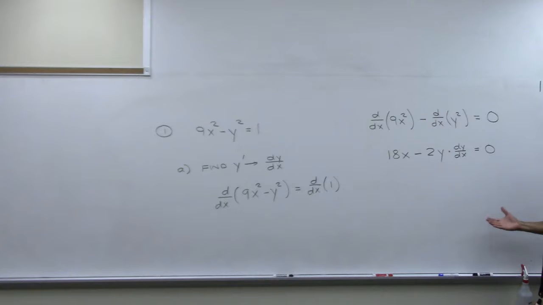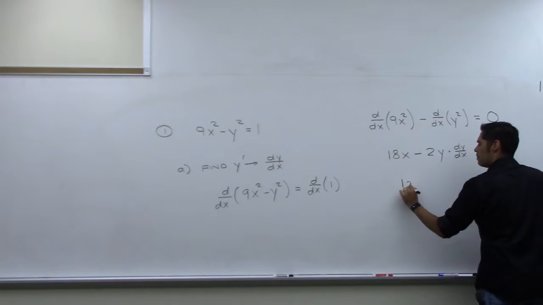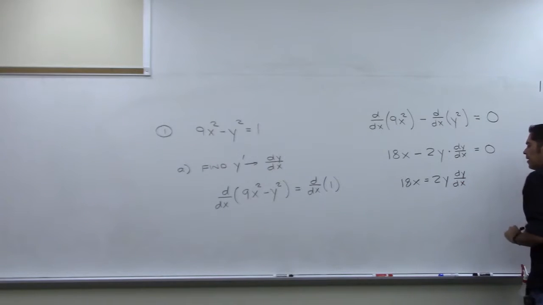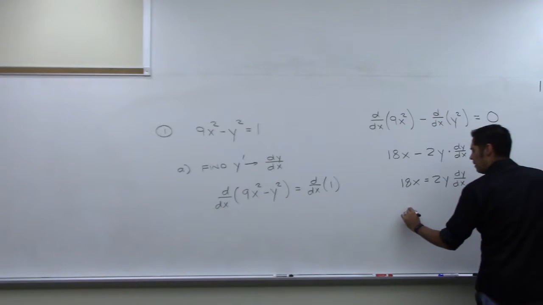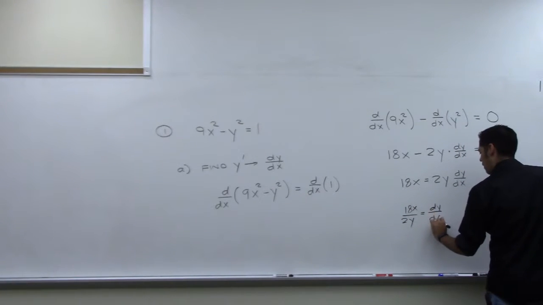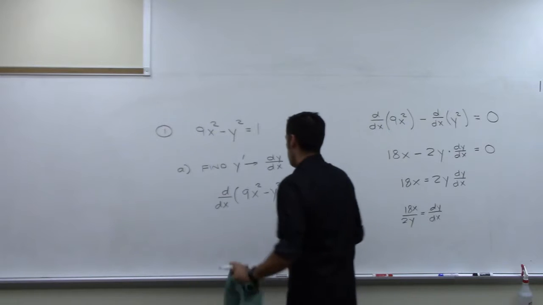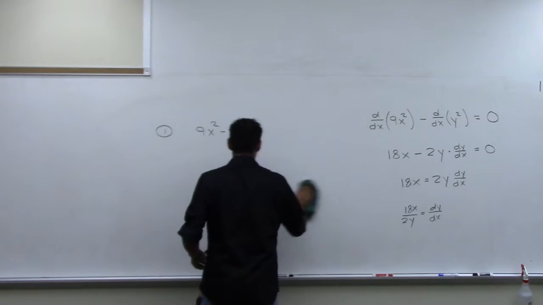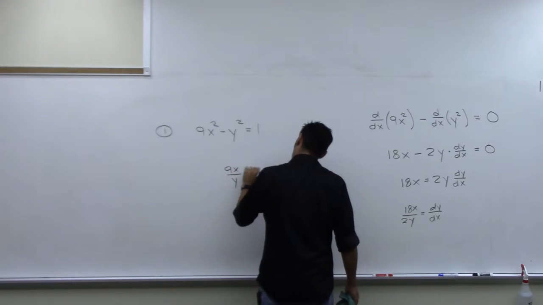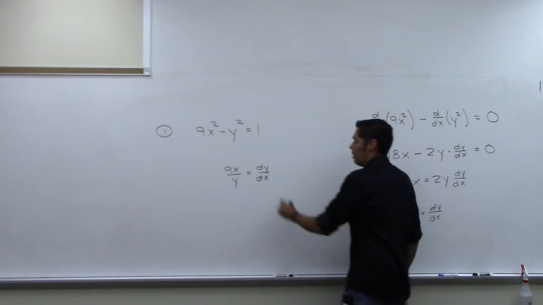All right, so at this point we need to solve for this. So what I'm going to do, I'll just move this whole term to the other side. Just add it to both sides, so we'll get this. And then to get this by itself, I'll divide both sides by 2y. dy/dx is this. Now that simplifies a little bit also, and we get 9x over y is dy/dx. And that's it. Now we could go a little further.